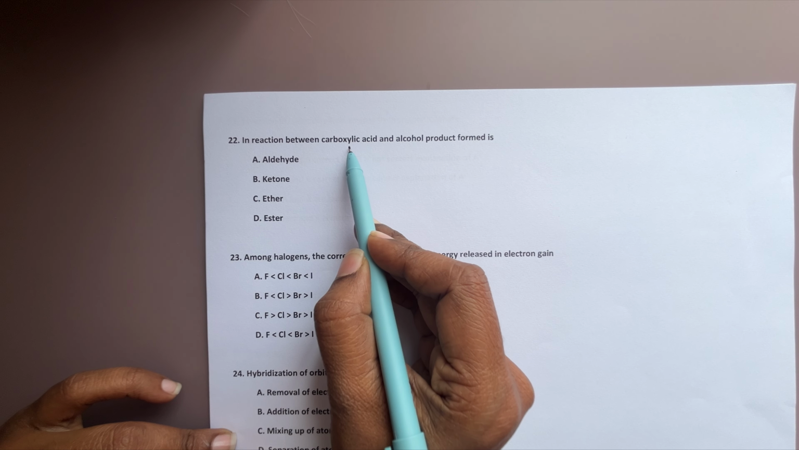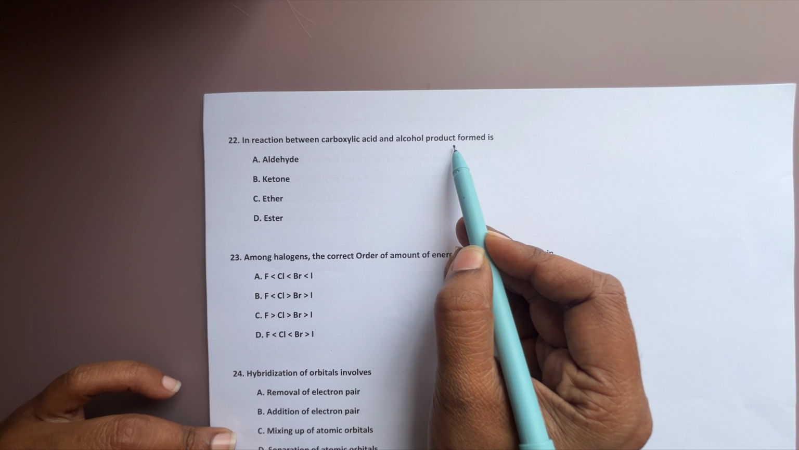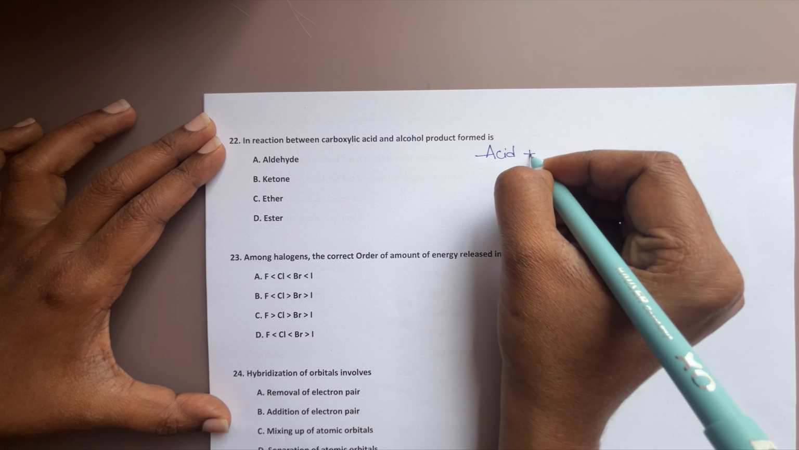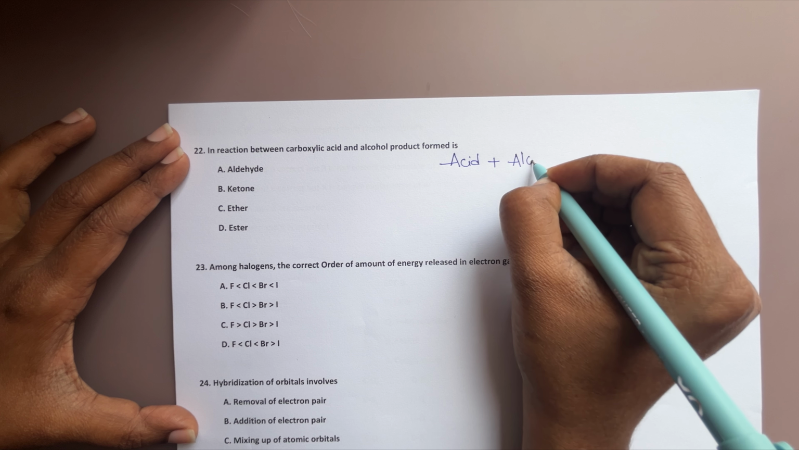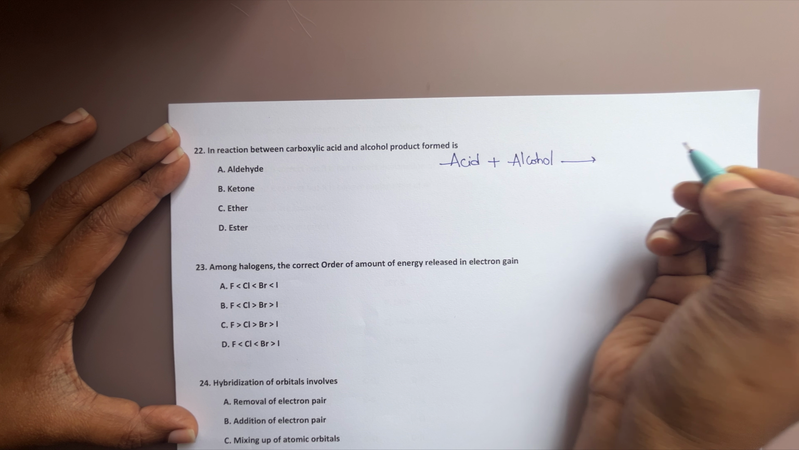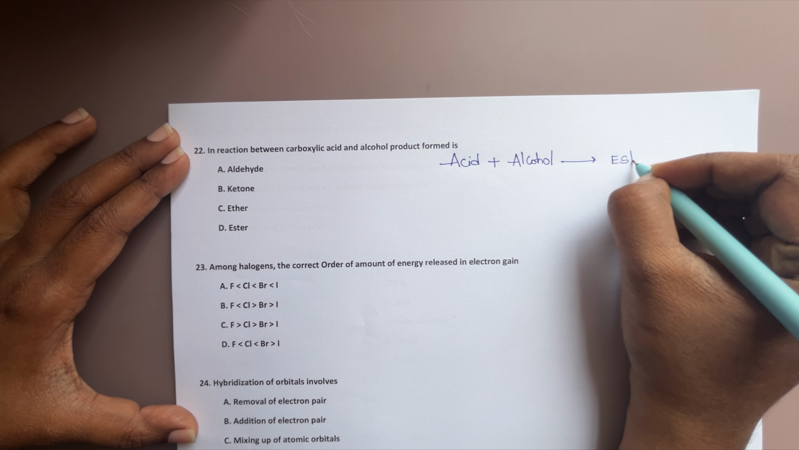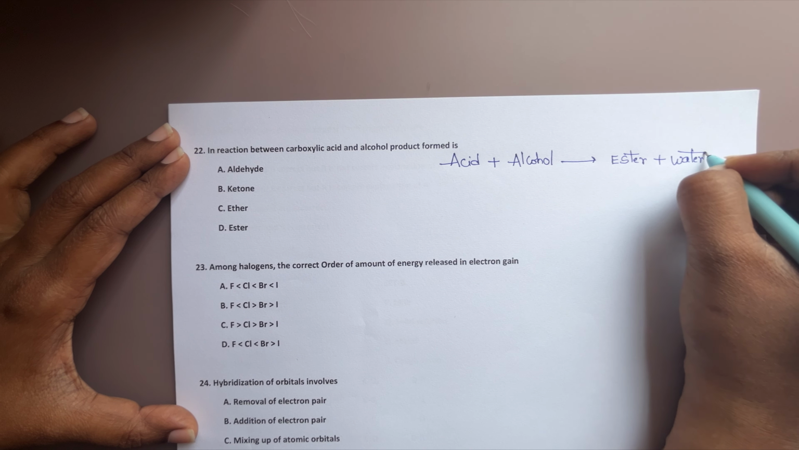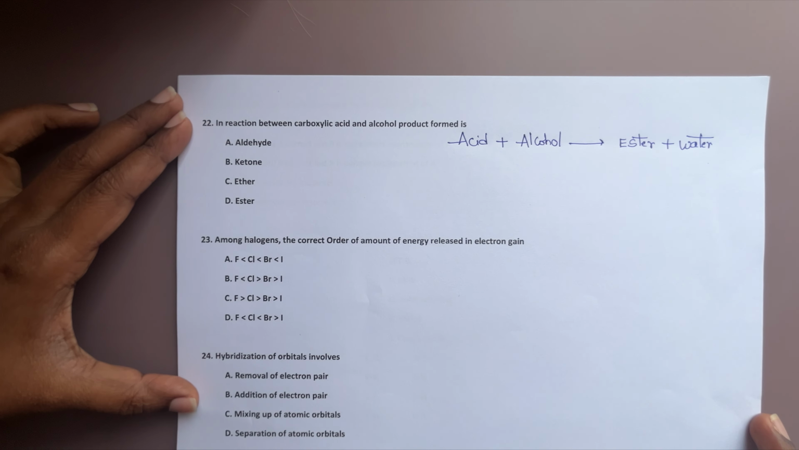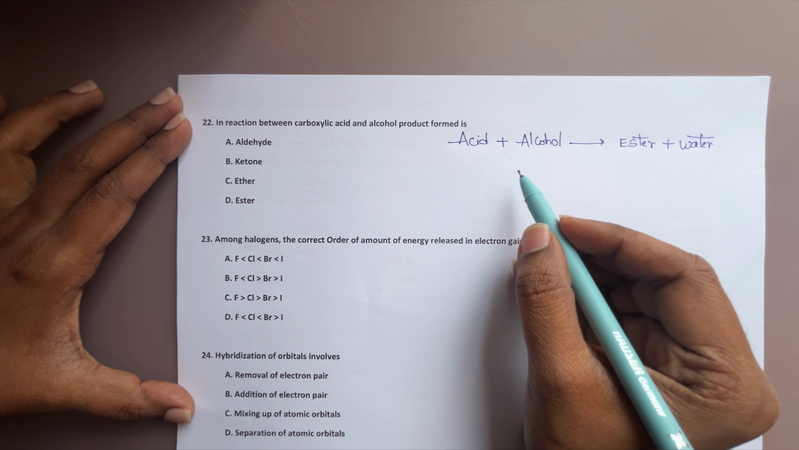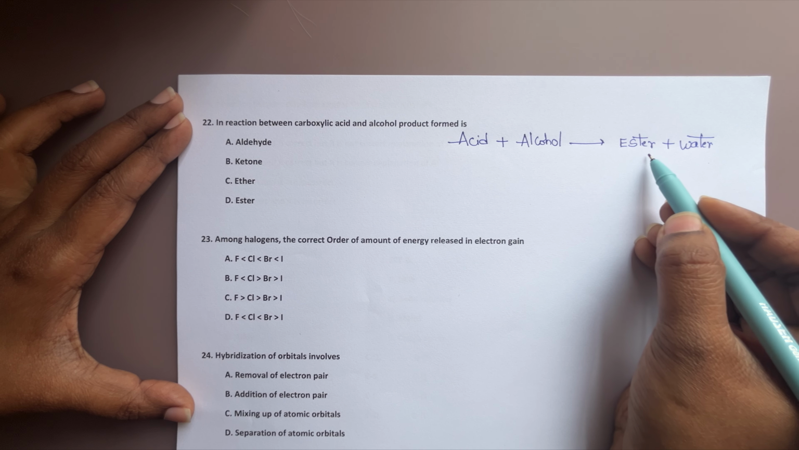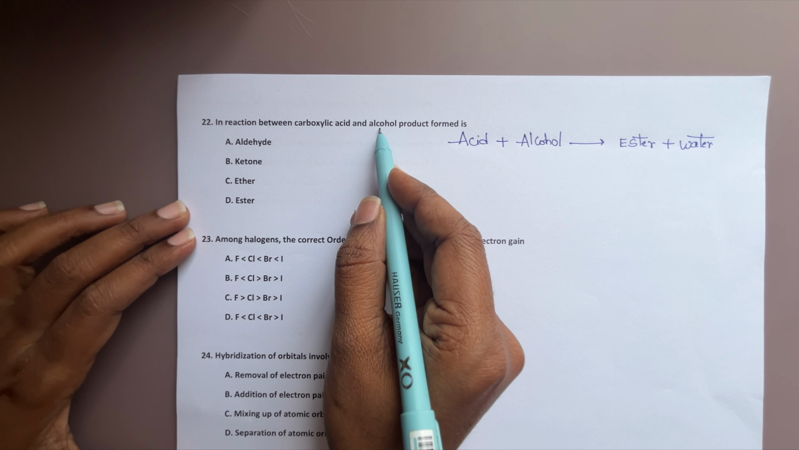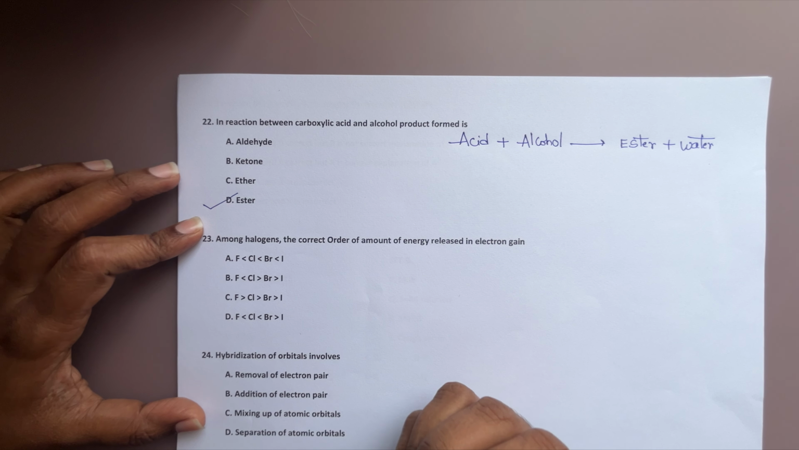In the reaction between a carboxylic acid and an alcohol, the product formed is usually an ester. Acid reacts with alcohol to produce ester plus water. This is the one. So now acid reacts with alcohol to produce ester and water. Here carboxylic acid and alcohol produce the ester.